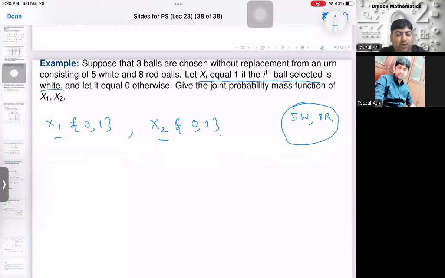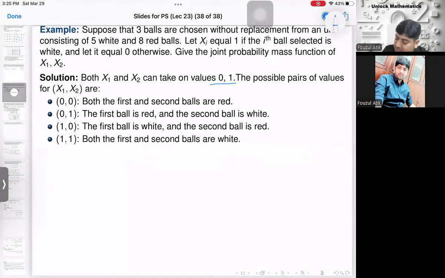So the random variables x1 and x2 will take the values 0 and 1. Now you have to find the joint probability mass function of x1 and x2. Then what are the possible pairs? 0, 0 means both the first and second balls are red. x1 is 0 means the first ball must not be white, it is red. And x2 equal to 0 means the second ball is also not white, it is red. Similarly, 0, 1 means the first ball is red, second ball is white. 1, 0 means the reverse, and 1, 1 means both balls are white.